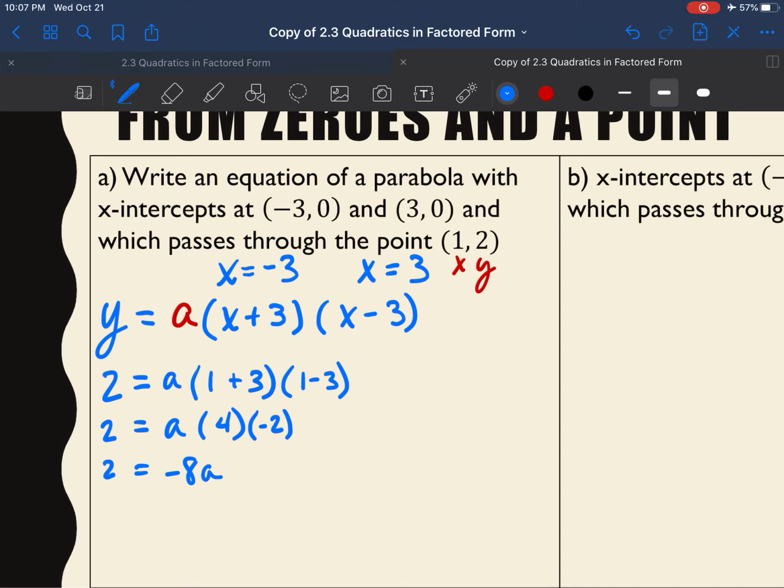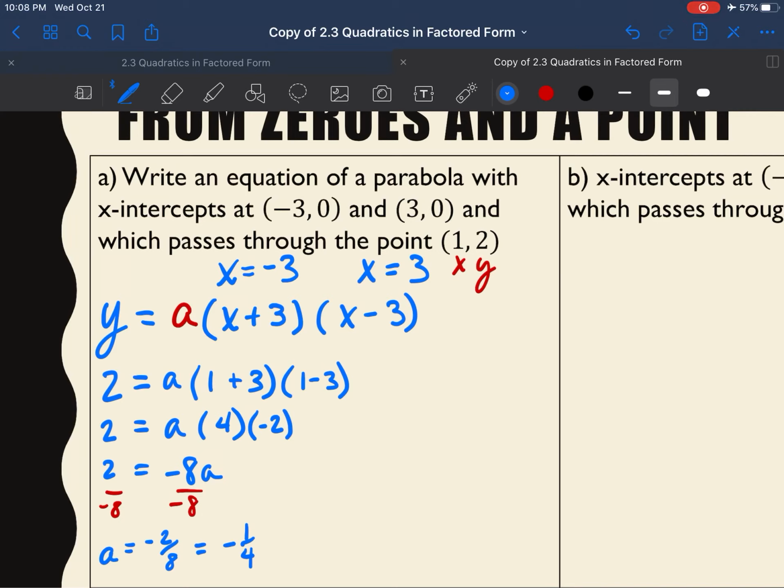And then divide both sides by -8. So you end up getting that a is equal to -2/8. Do not change this to a decimal. I want you to keep it as a fraction, but simplify it. So both of these are divisible by 2, so it'll simplify to be -1/4.